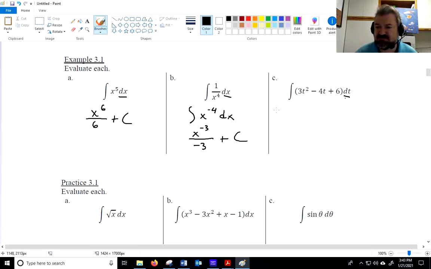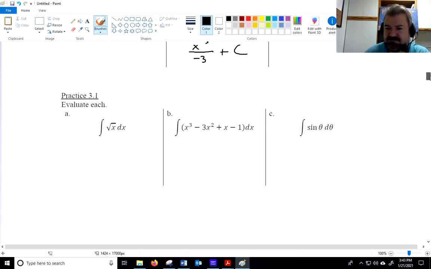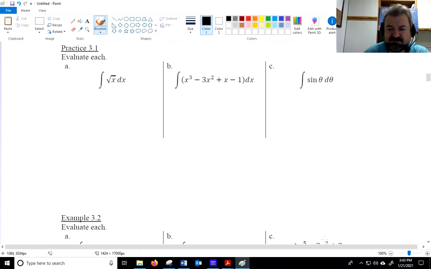I'm integrating with respect to t. So I need to increase my exponent on t and divide by the new one. What about the 6? What happens to it? Well, that's 6t to the 0, so it becomes 6t to the 1st. And then don't forget your constant, plus c. Looks like we could clean this up a little bit if we wanted to, reduce the 3 and the 4 over 2, but I'll just leave it like that for now. All right, go ahead and do these practice problems, please.